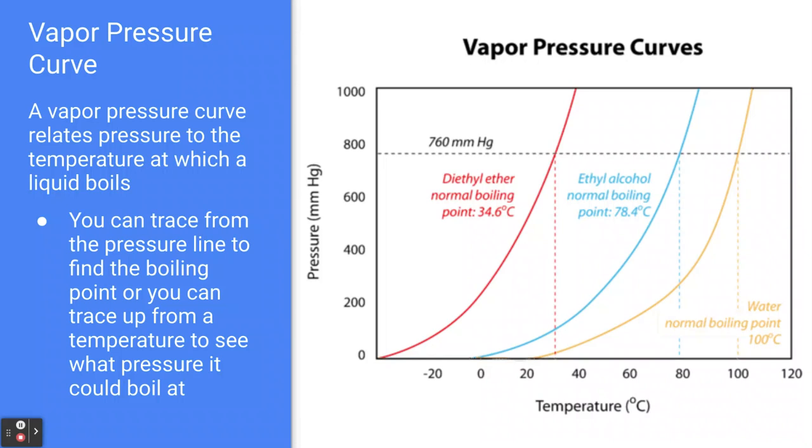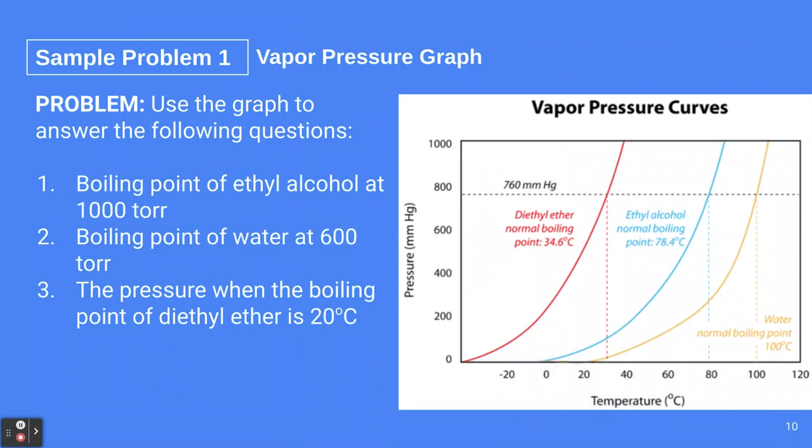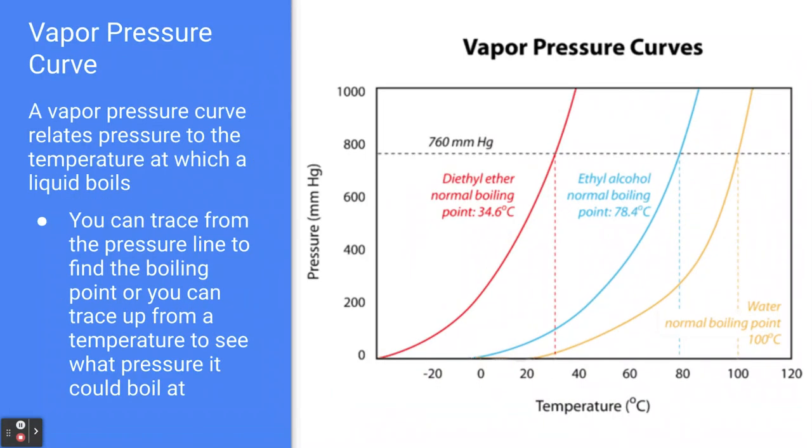So what we can do is we can actually use this graph to trace back to the pressure line. If we have a temperature of a certain degree and we want to figure out the boiling point, we can figure that out. Or if we know the pressure and we want to figure out the boiling point, we can go that way. So let's say that I'm trying to figure out the boiling point of diethyl ether at 600 torr, or millimeters of mercury.